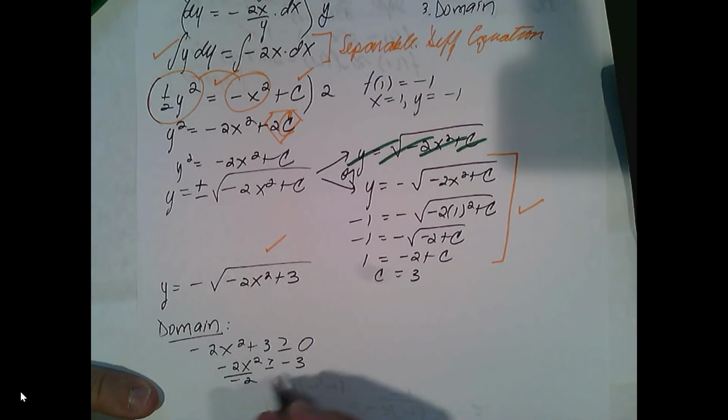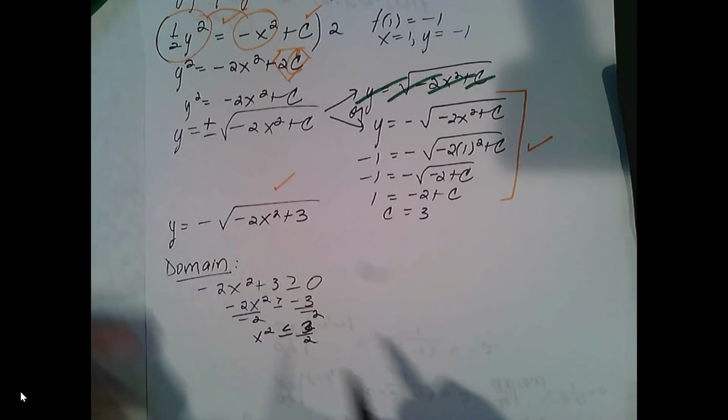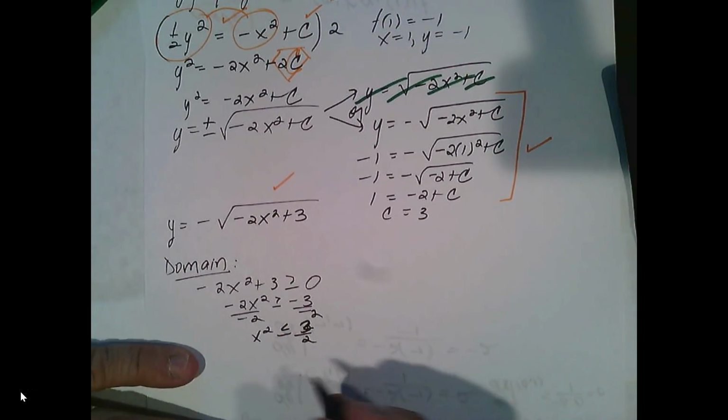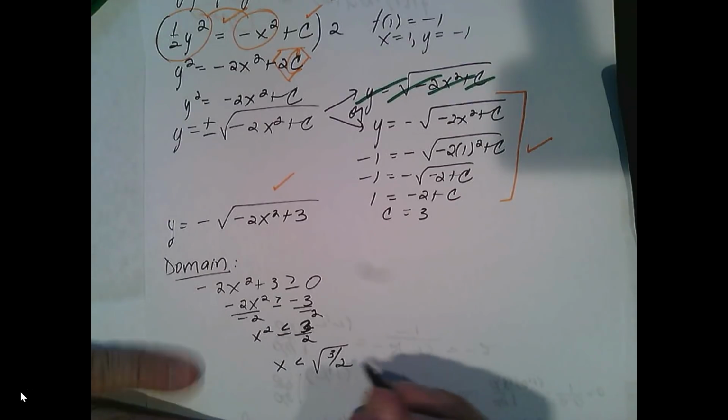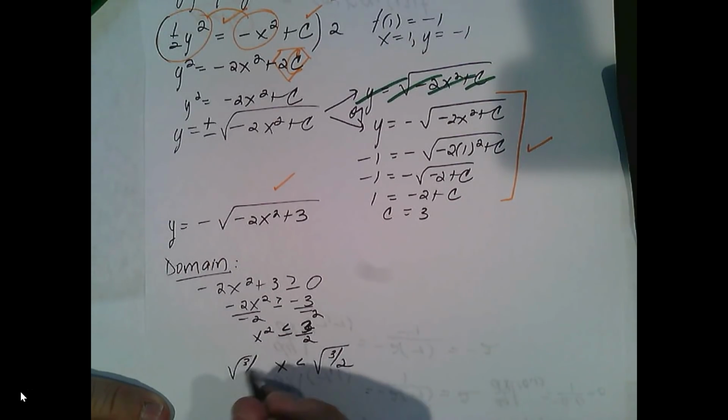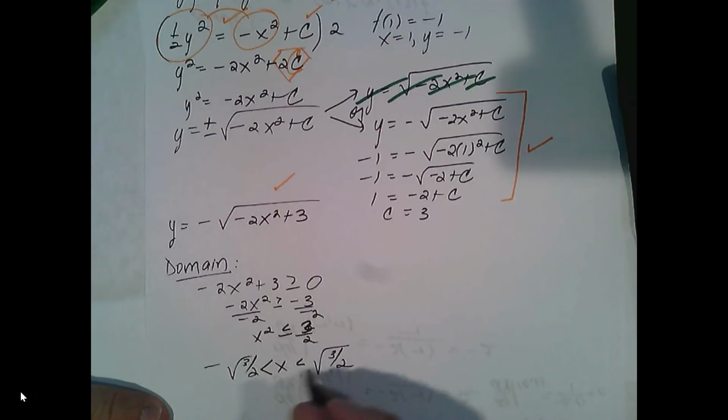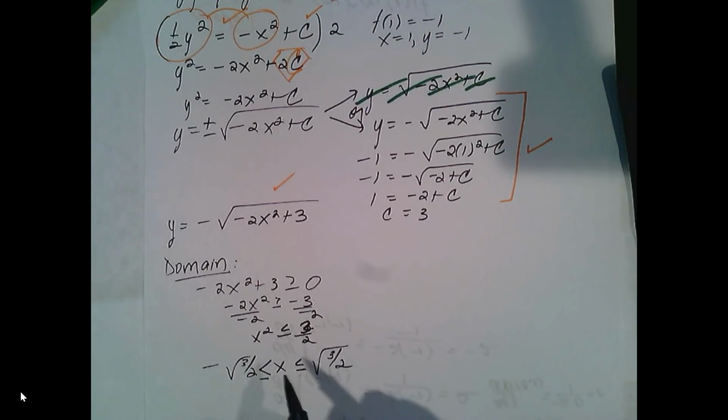If you divide by negative 2, be careful, mathematicians, x squared is going to be less than or equal to 3/2, right? When you divide by a negative, you take the opposite sign. If x squared is less than or equal to 3/2, that means that x has to be less than or equal to the square root of 3 over 2, but at the same time you also have to be greater than or equal to negative square root of 3 over 2.